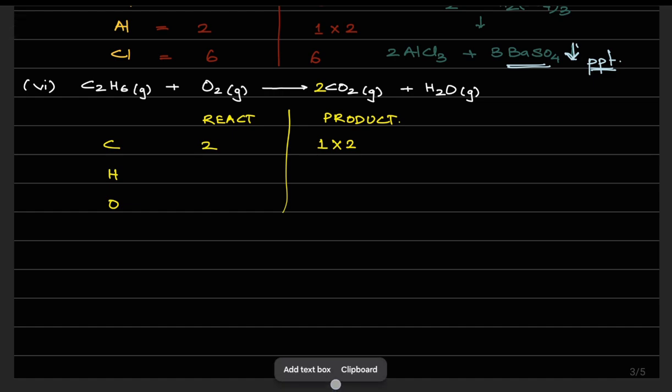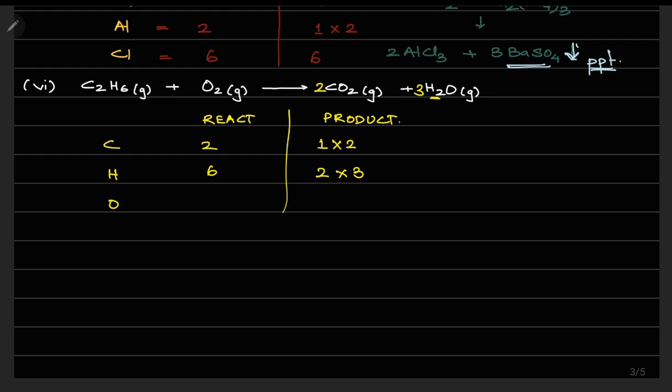How many hydrogens are there on the left hand side? So you have 6 hydrogens over here and 2 hydrogens over here. You can just check, 2 hydrogens over here. So we need to multiply this thing with 3. So put a 3 over here. Okay, this is again balanced.